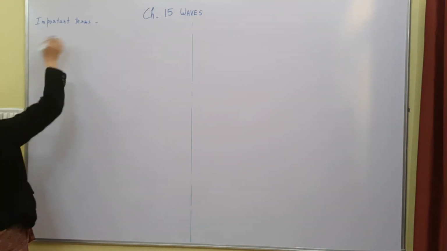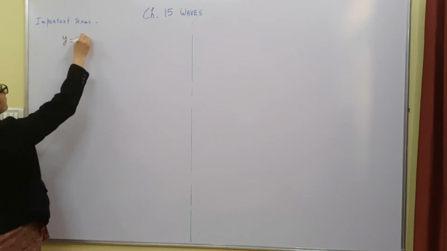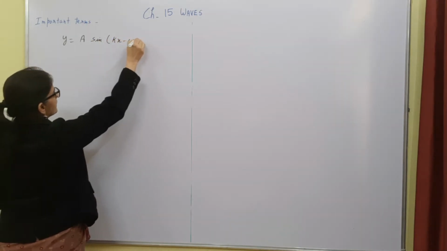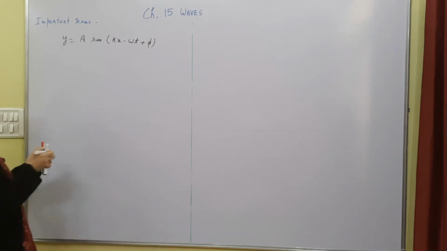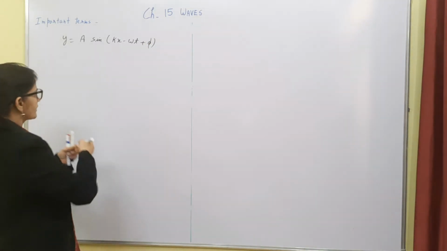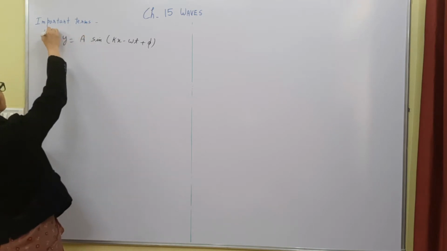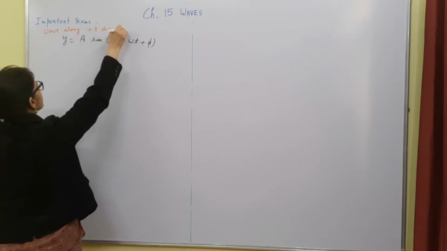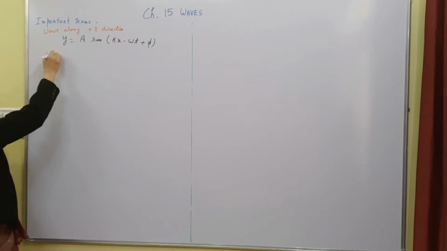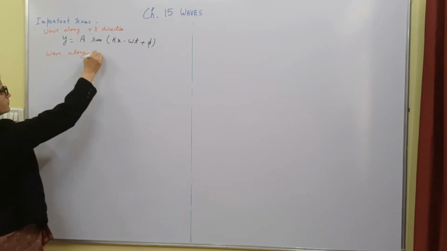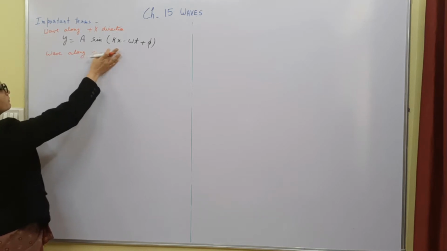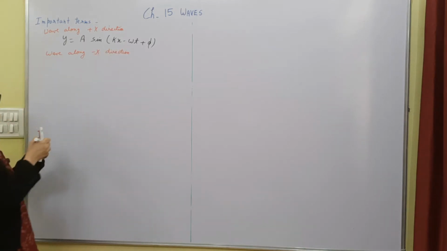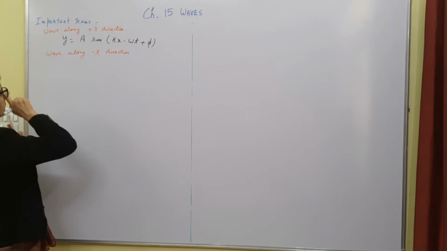You know that the equation of wave is y is equal to a sine(kx minus omega t plus phi), and this is the equation for a wave traveling along positive x direction. And we know that the wave along negative x direction is given by a positive sign between kx and omega t.